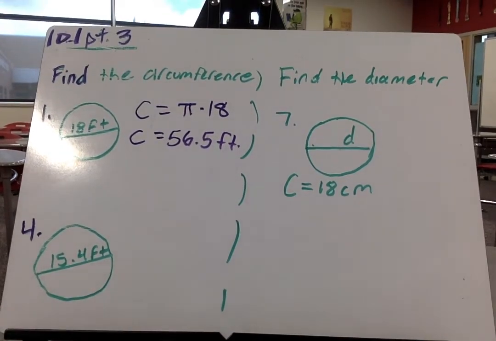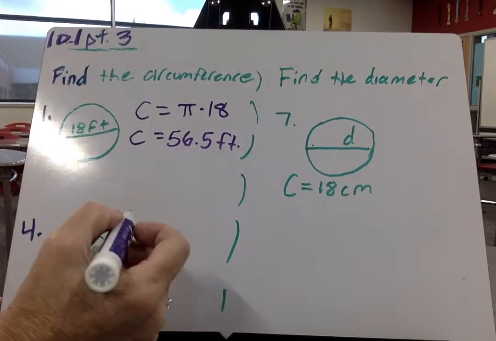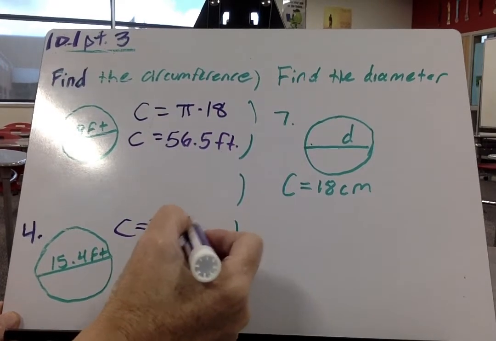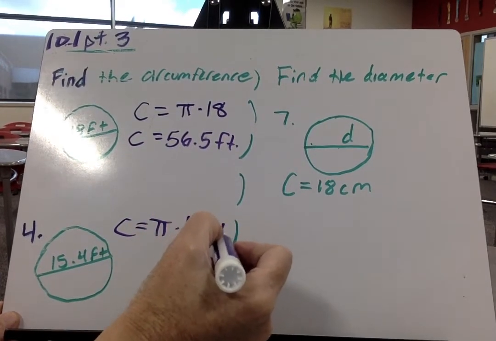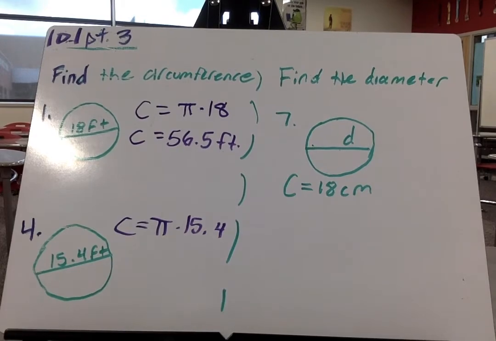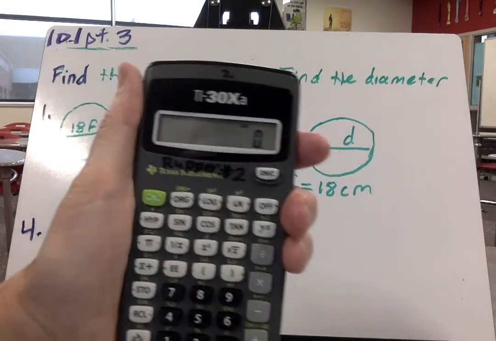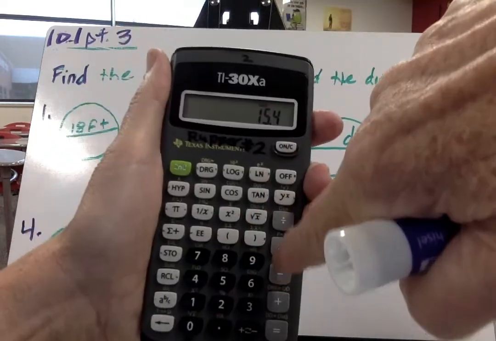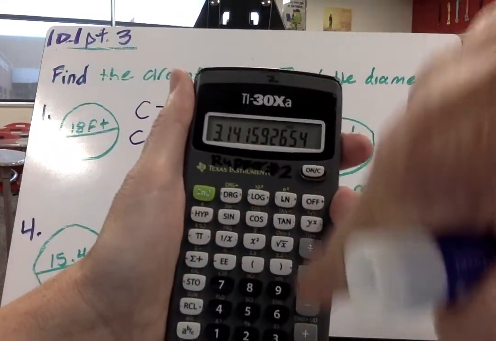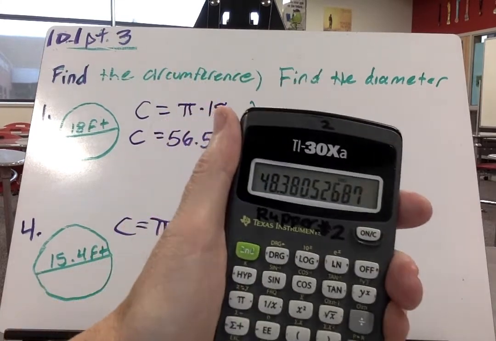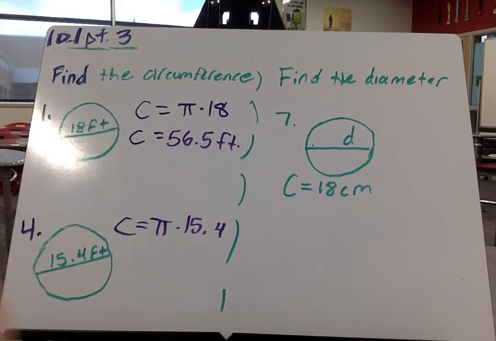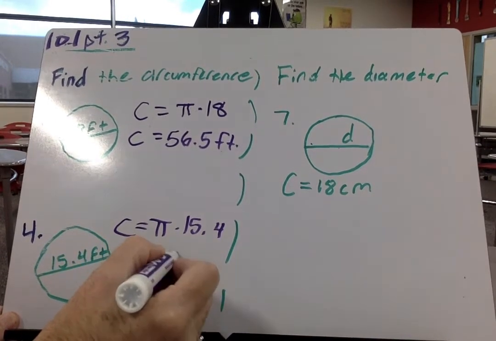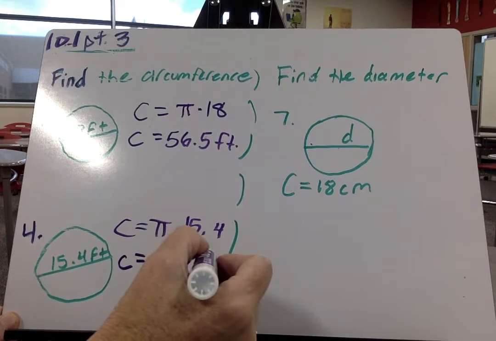Okay. Next, let's do number 4. It's 15.4 feet, so I'm going to say circumference equals pi times 15.4. So again, it's just using your calculator here. I'm going to go 15.4 times pi equals 48.4. So I put circumference equals 48.4, and I don't forget my units. This is also in feet.